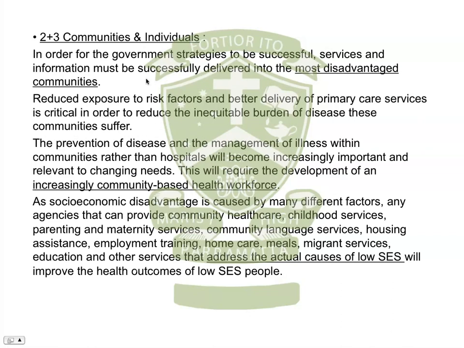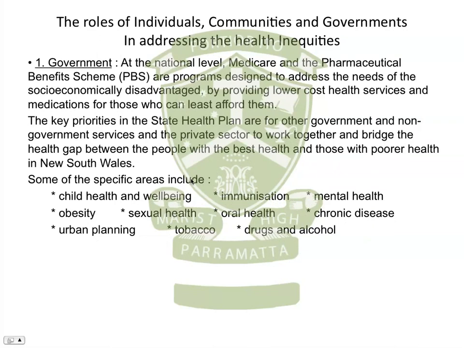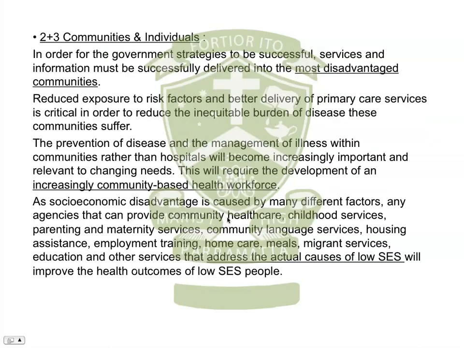So the government strategies which are here, if they're going to be successful, they need to be delivered to the most disadvantaged communities. We want to reduce the exposure to risk factors, which goes without saying. But in delivering those strategies, it's about education and prevention. And as I mentioned before, education is not generally too high in the lower socioeconomic status people. So that can be a problem in itself.